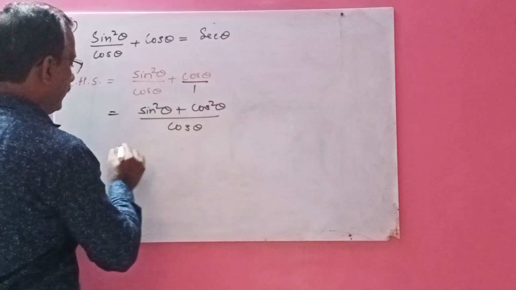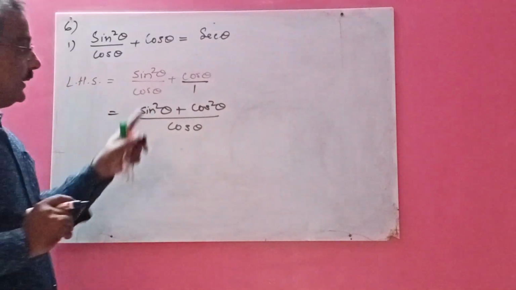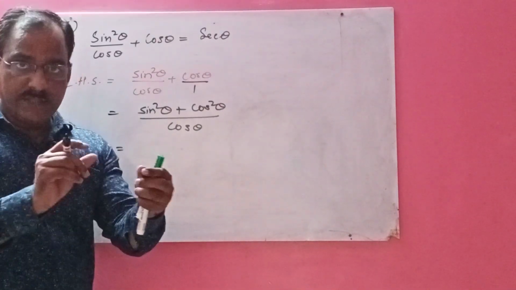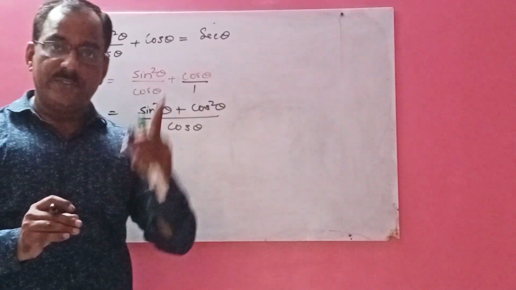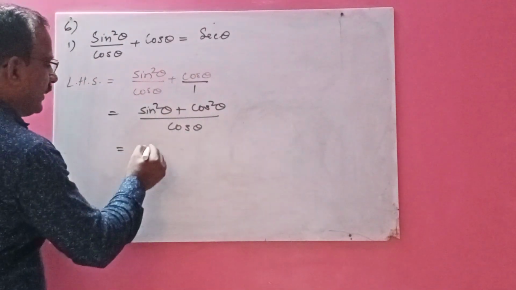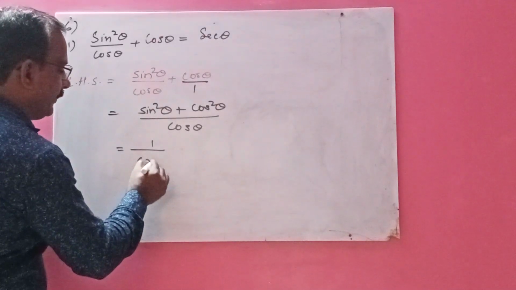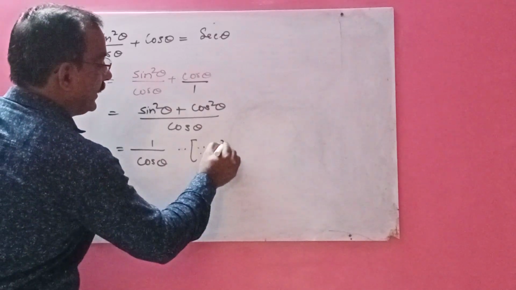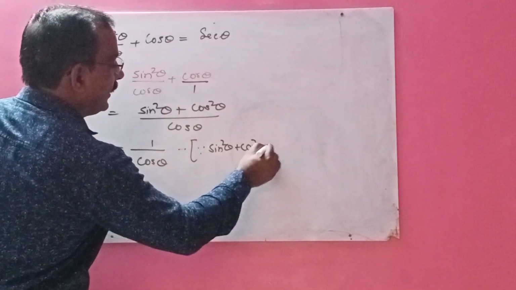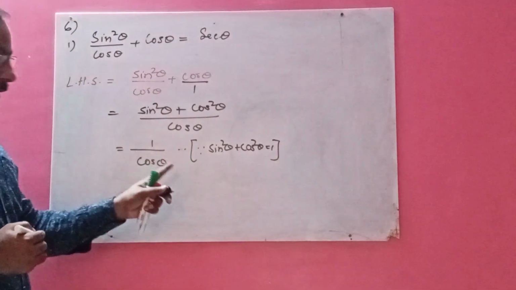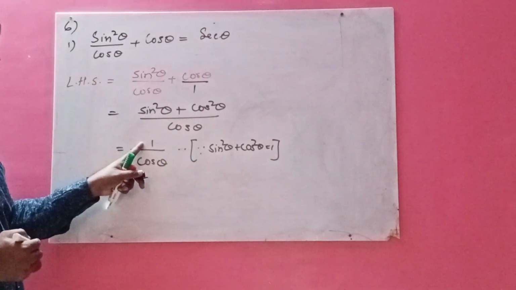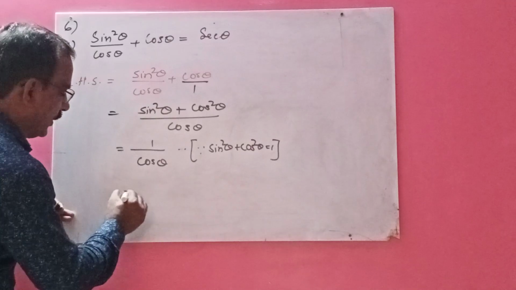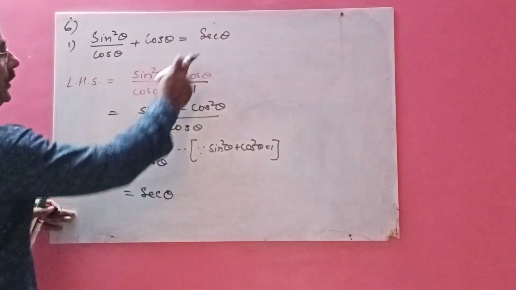Got it? Now sin square theta plus cos square theta is equal to how much? Identities: sin square theta plus cos square theta is equal to 1. So I can replace this by 1 upon cos theta. And here what I will write? Reason: since sin square theta plus cos square theta is equal to 1. Because of this reason you got here 1. Also 1 upon cos is what? It is the reciprocal, sec. So 1 upon cos theta is equal to sec theta. See, you got your right hand side.